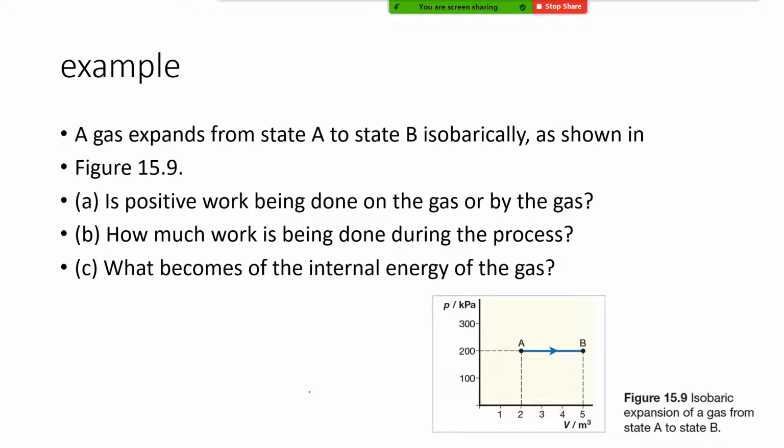All right. So here's a question. It says that a gas expands from state A to B isobarically, as shown in the figure. Is positive work done on the gas or by the gas? That's the first question. What do you guys think?